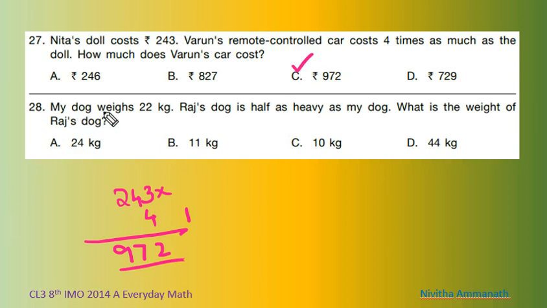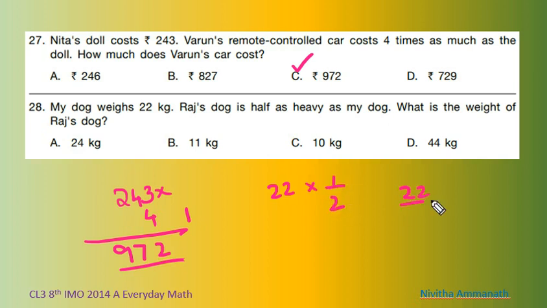Next question. My dog weighs 22 kilograms. Raj's dog is half as heavy as my dog. What is the weight of Raj's dog? That is, the dog weighs 22 kilograms. Half as heavy as my dog. That is 22 into 1 by 2.